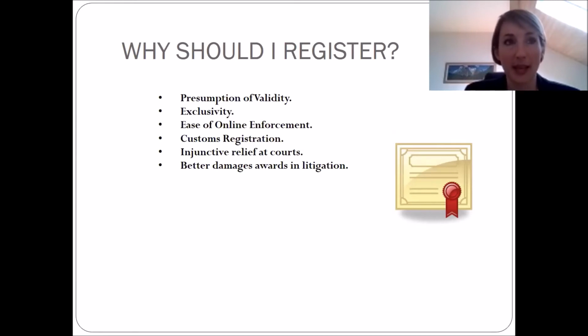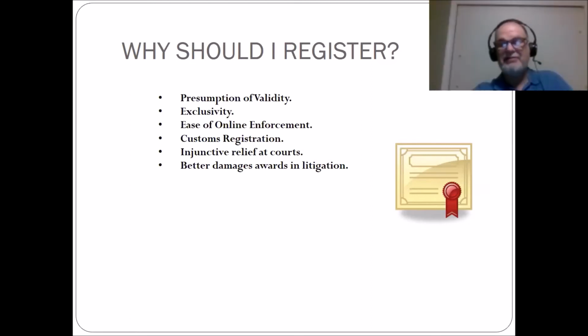Injunctive relief at the courts. This is important because it's hard to establish, when you're only basing your rights off of unregistered use, that you need to stop somebody else from using your copyright or your trademark. Having the registration makes it a lot easier to get injunctive relief. And in the event you actually have to litigate something for the long run, it's a better damages award in litigation. So you might actually get more monetary damages if you have a registration. And my favorite, this one comes from experience back when I was doing photography, is that if you have your copyright registered and you win as the plaintiff, the defendant has to pay your attorney fees.